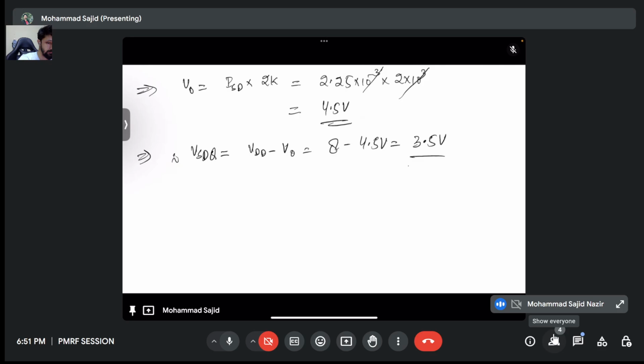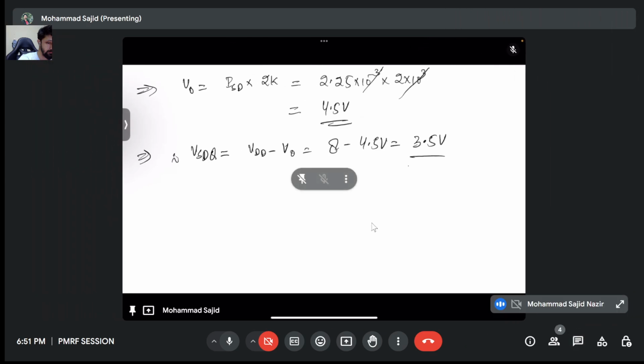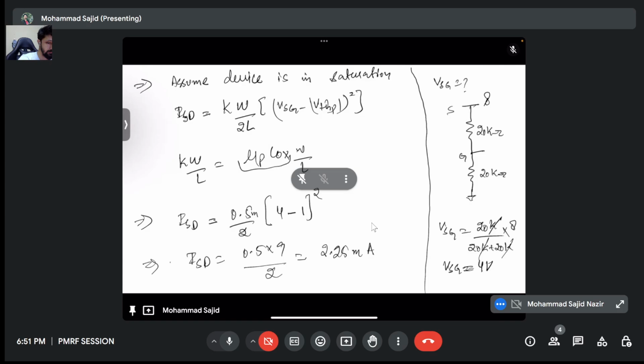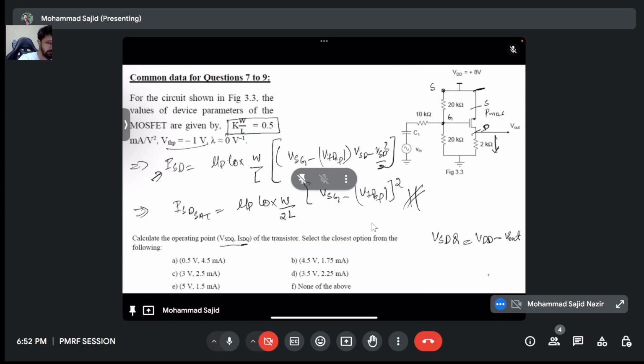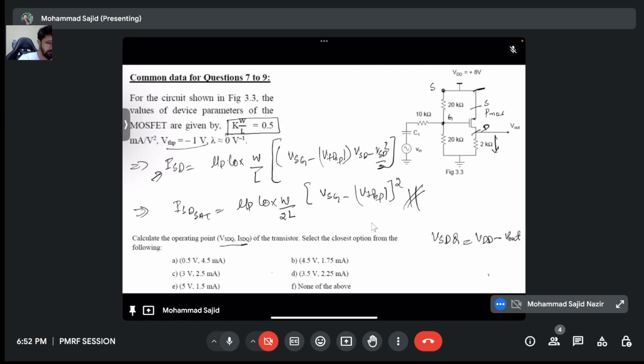So this is how you can calculate the operating point. What is Q? Q stands for quiescent. So we found out that current is 2.25. I will call this ISDQ, 2.25 milliampere, and voltage is 3.5. So option D.